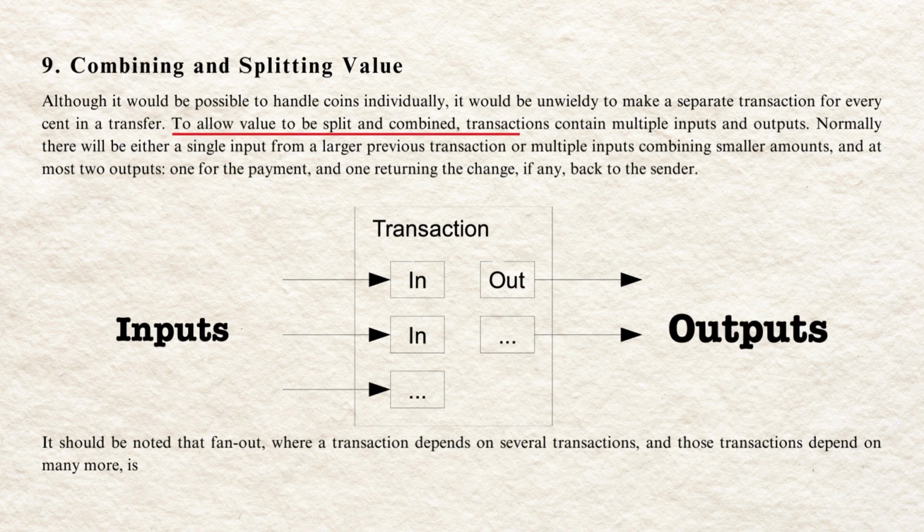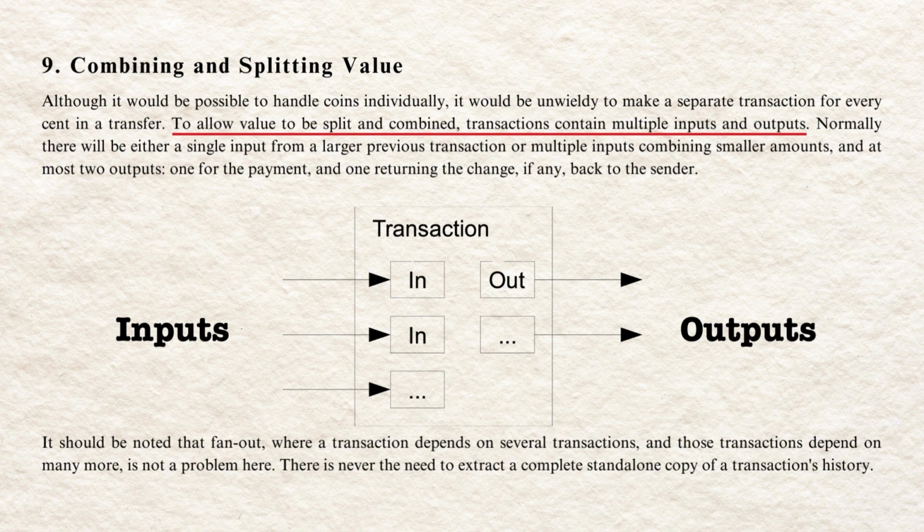Combining and splitting value. Transactions are made up of inputs and outputs, enabling the division and amalgamation of values. Each transaction can either have one input, which corresponds to the output from a previous transaction, or several smaller inputs. Additionally, a transaction can have as many as two outputs, one to make a payment and another, if required, to send change back to the sender.